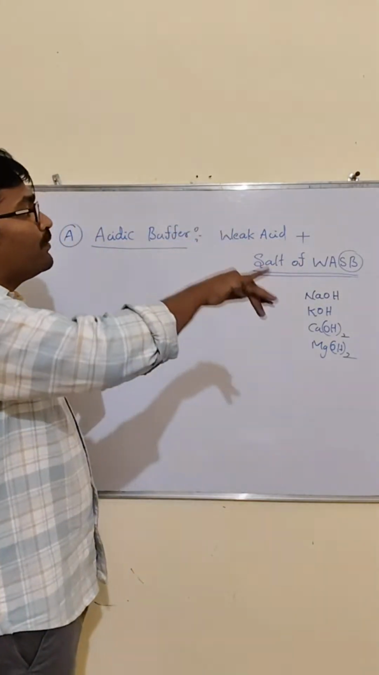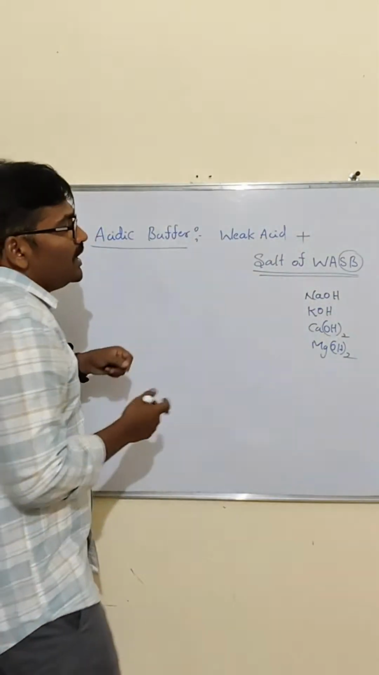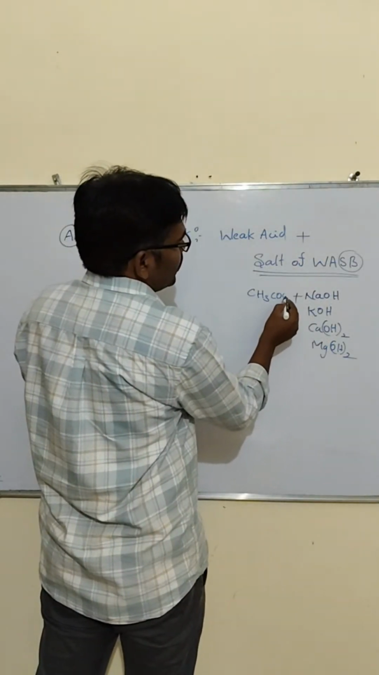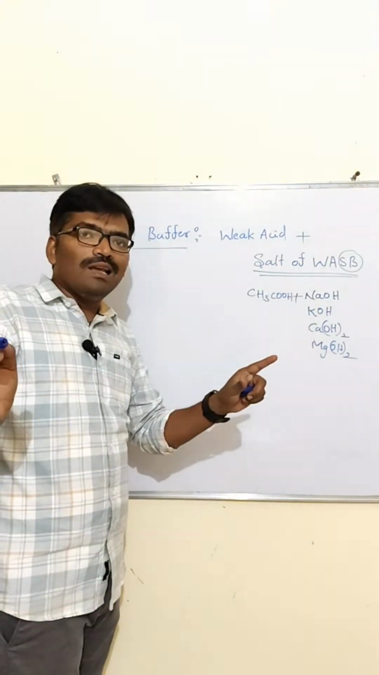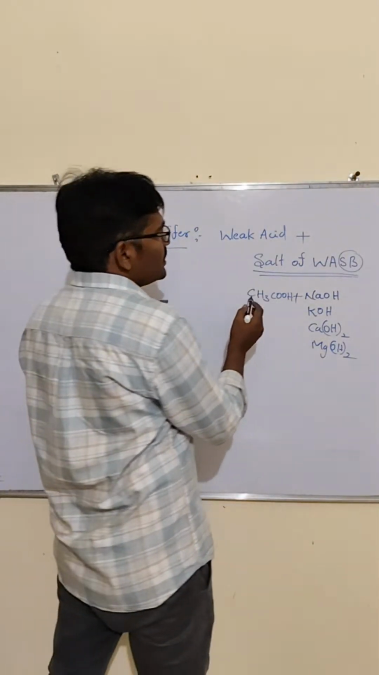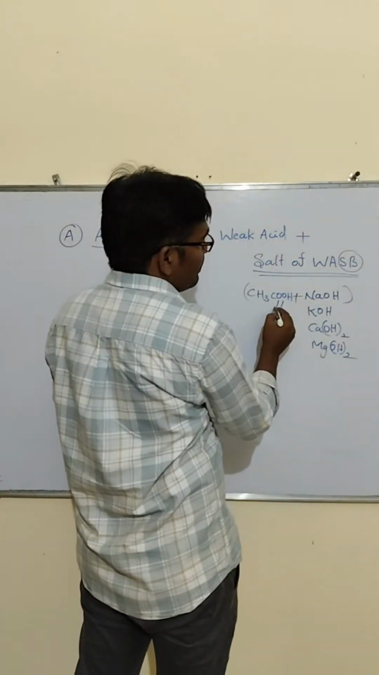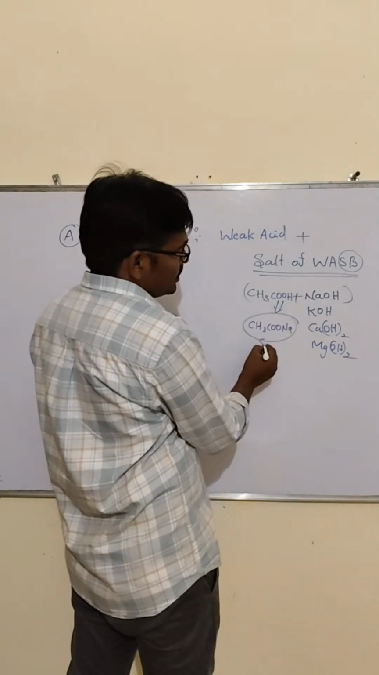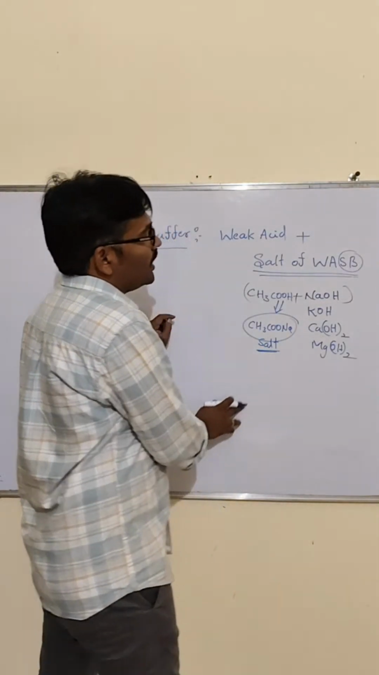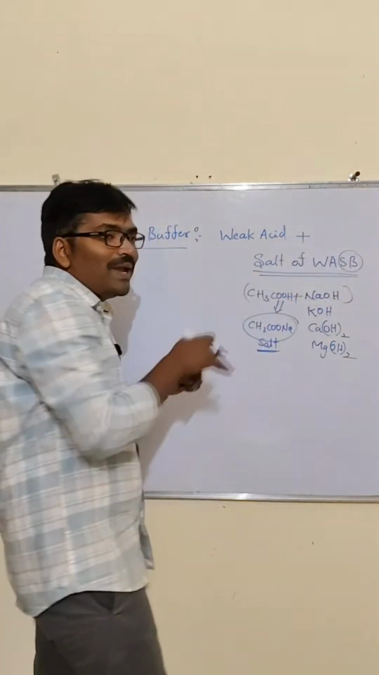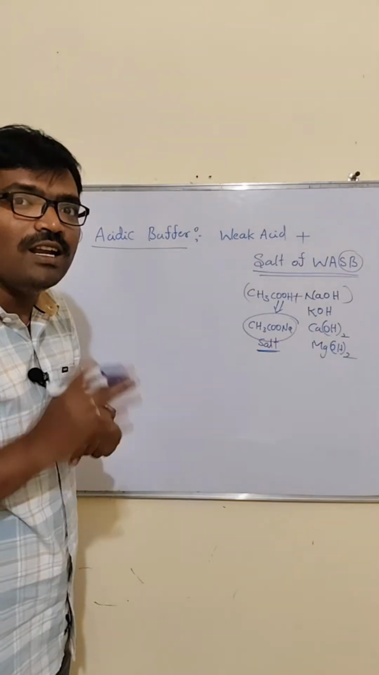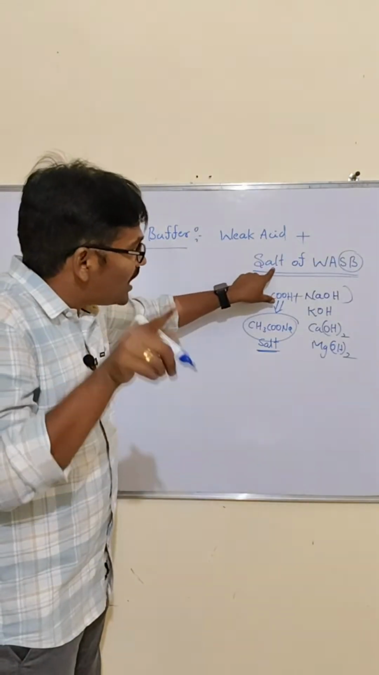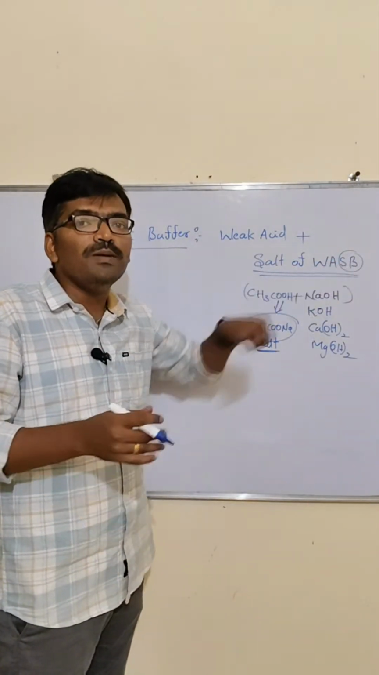Sir, here, the salt of weak acid and strong base. If a weak acid, for example CH3COOH, is added to a strong base, remember all organic acids are weak acids, then you can get CH3COONa. This is the salt. This is the salt of weak acid and strong base. So the weak acid as well as the salt should be prepared from a weak acid and strong base.